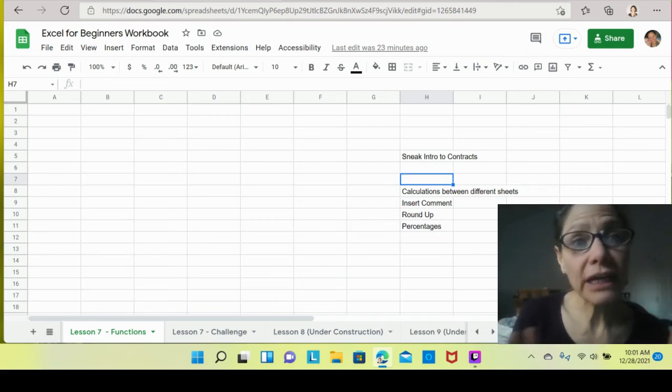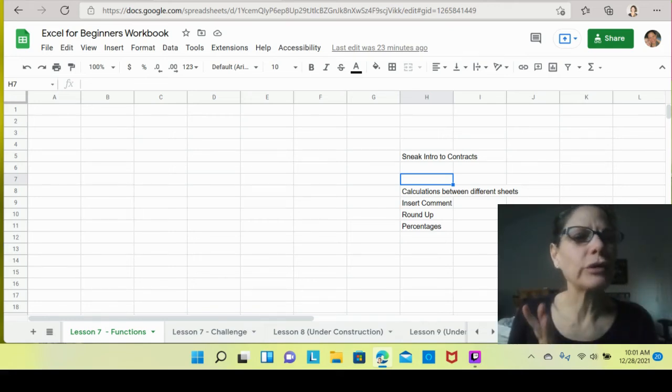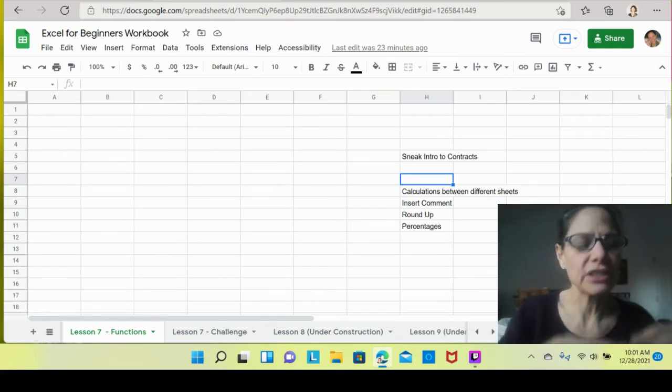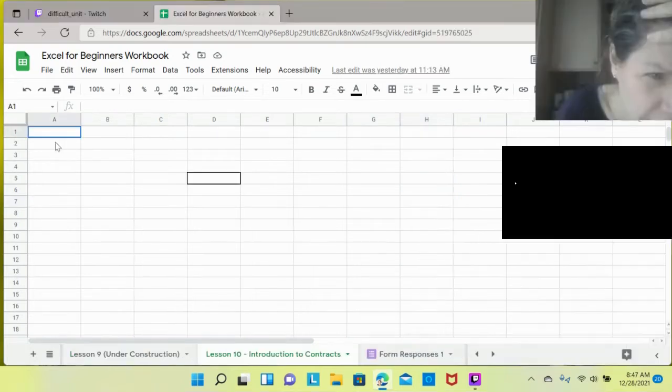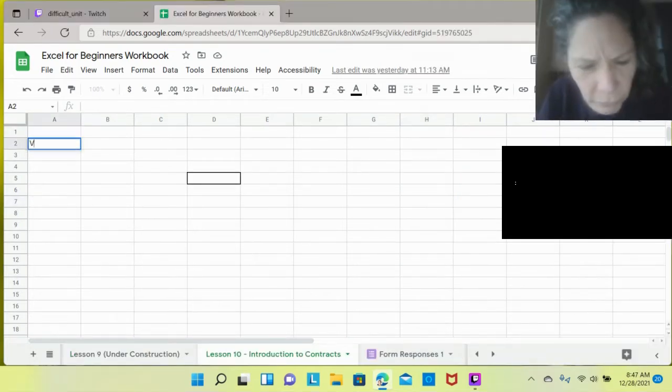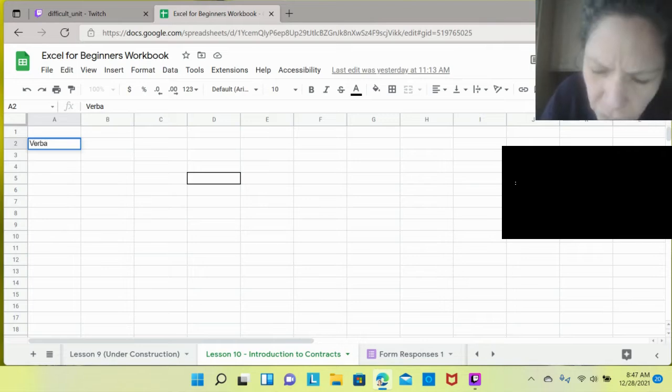A sneak intro to contracts, but we're actually not going to be worrying so much about contracts as much as we are creating the chart. For the verbal contract, I'm just going to write what I remember off the top of my head, and then of course I'll have to do the verbal contract.